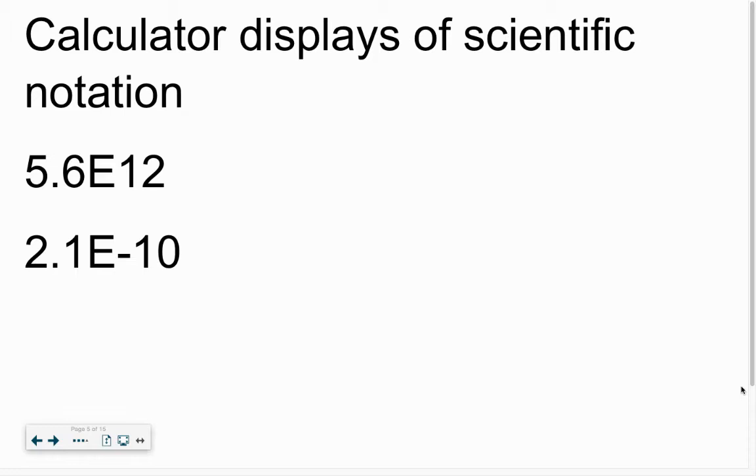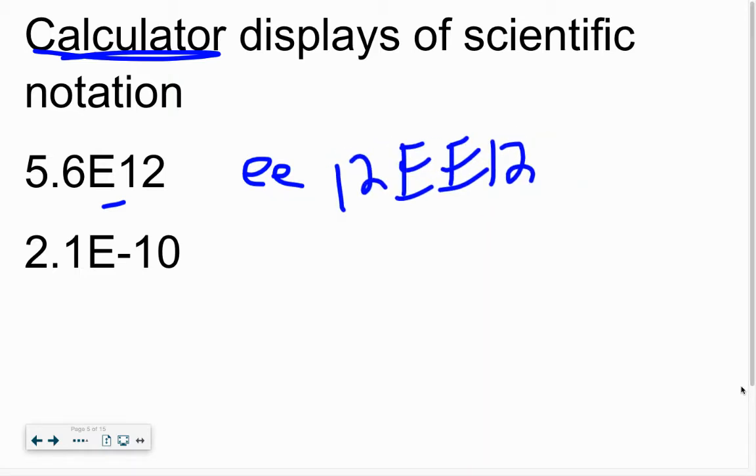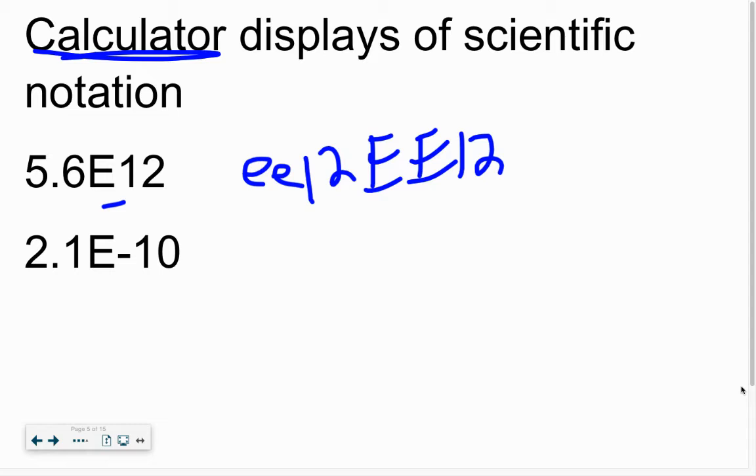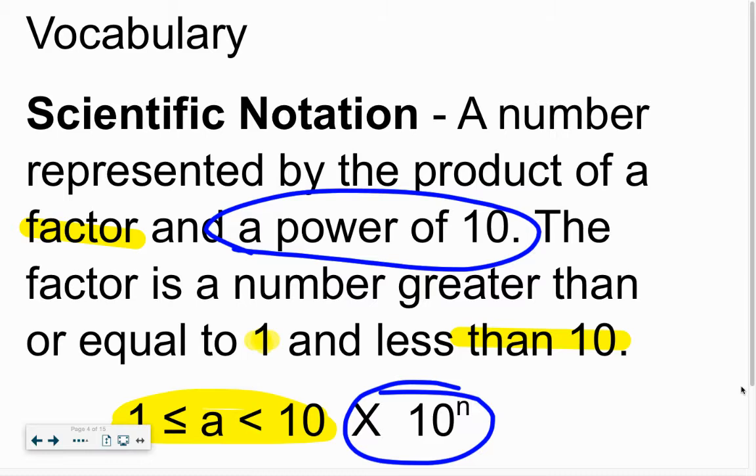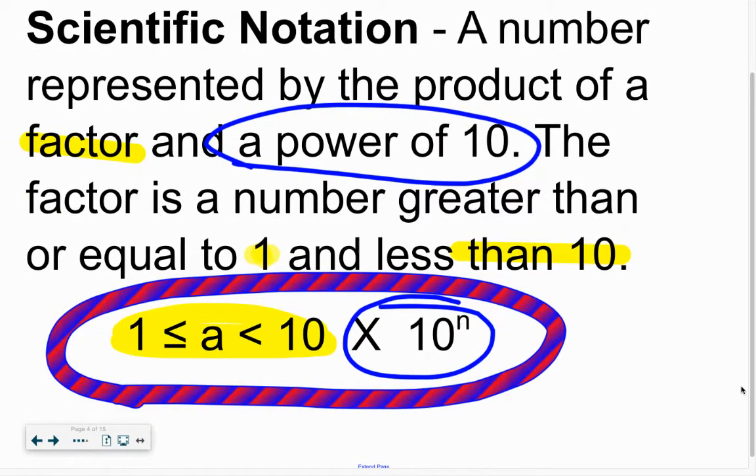Now, your calculators will display it a little bit differently. Here's how it's displayed on calculators. They have an E or sometimes an EE or a capital E with that number after it. That's just how they display it, depending on which calculator you might have. But we are going to be writing it like this here on the bottom. So you're going to see this all the time today. Some factor, some number that could be 1 or anything less than 10, and then times 10 to some power.